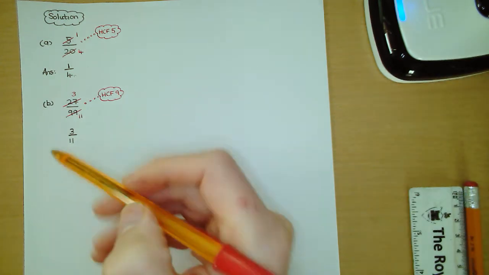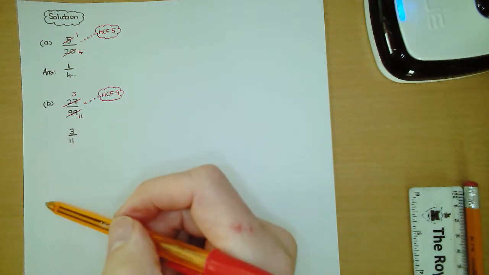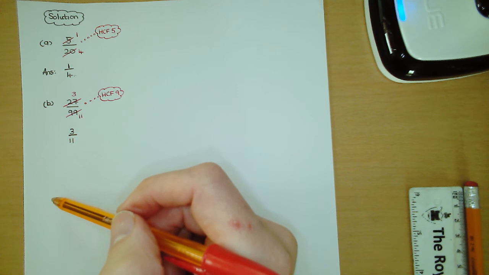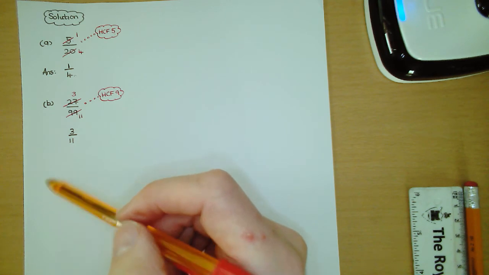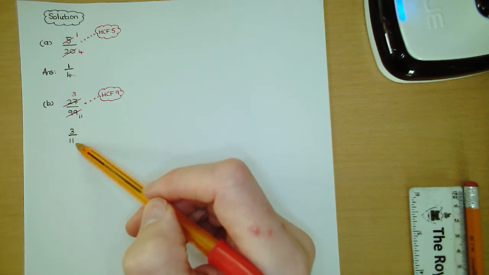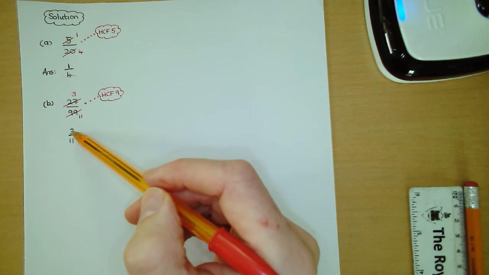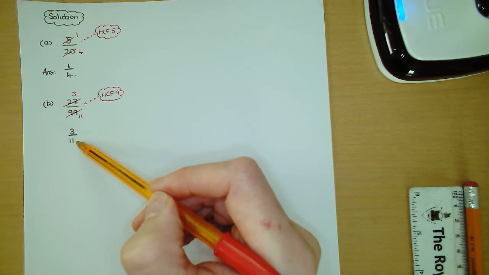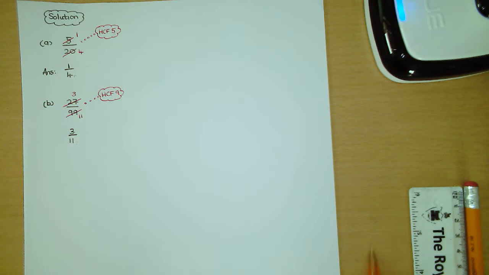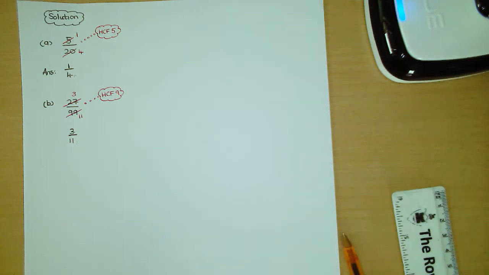Again, check that the fraction we're left with is fully cancelled, and it is fully cancelled provided the largest number that goes into the numerator and the denominator is just 1. So the largest number that goes into 3 and 11 is just 1, so therefore our fraction is fully cancelled and it will therefore be our answer.